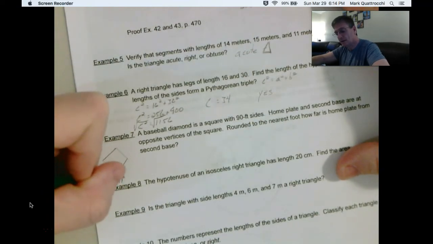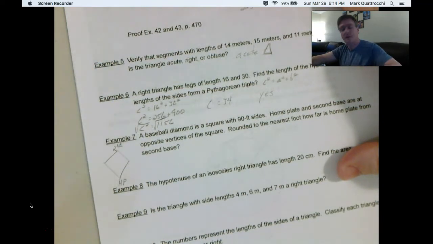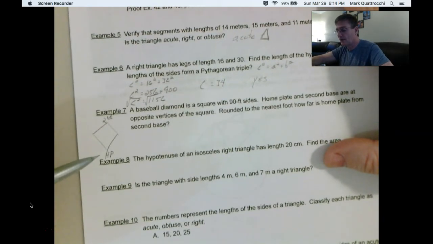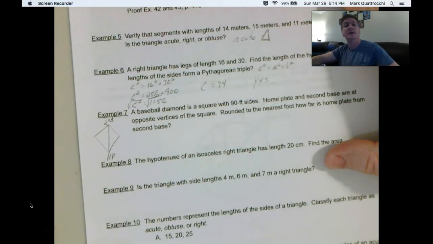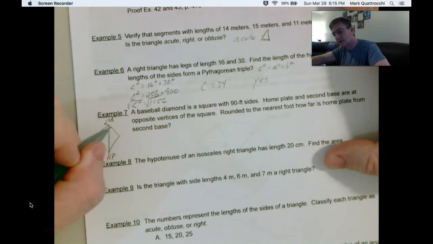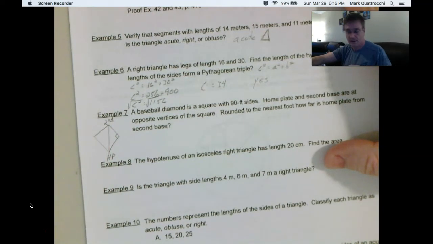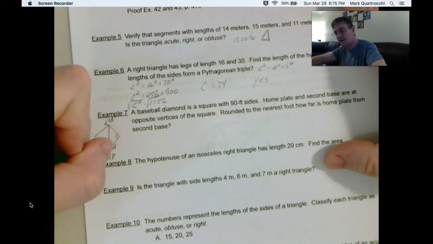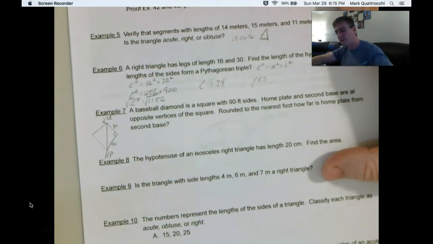Here's home plate. Here's second base. Round to the nearest foot. How far does the catcher have to throw the ball from home plate to second base when the runner only has to run 90 feet? Again, that's a right angle. They're all right angles because it's a square. So this is 90. This is 90 feet each.